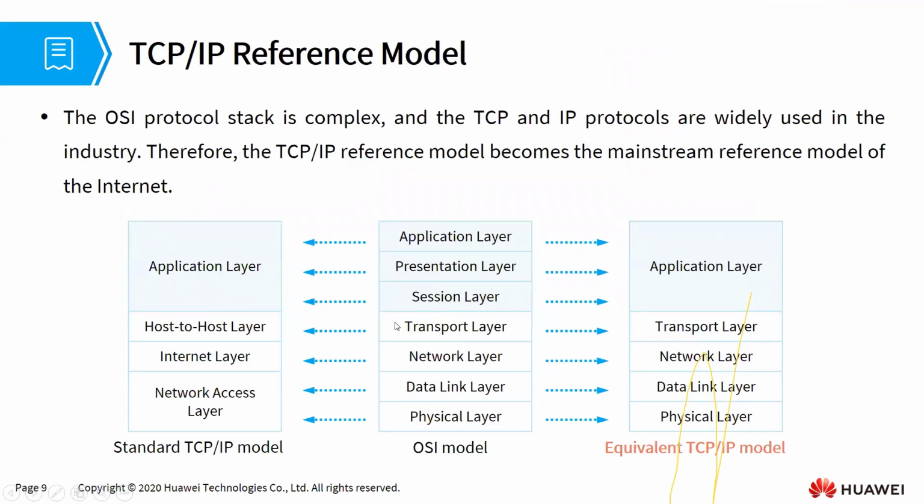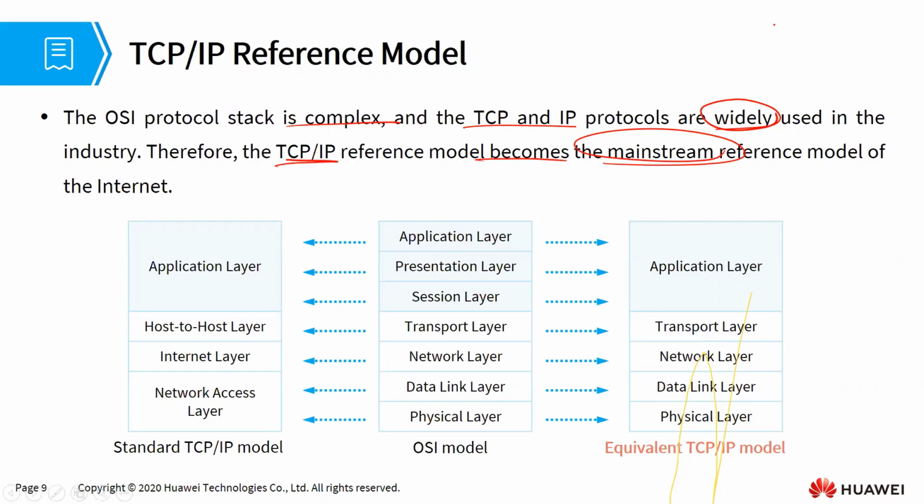The OSI protocol stack is complex, just as you've seen it. A lot of tasks, the service provided by this layer and this layer consuming this service, a lot of layers, a lot of this and that, new terms that are not easy to understand. And the TCP and IP protocols are the ones that are widely used today in networking. Therefore, the TCP/IP reference model becomes the mainstream reference model of the internet.